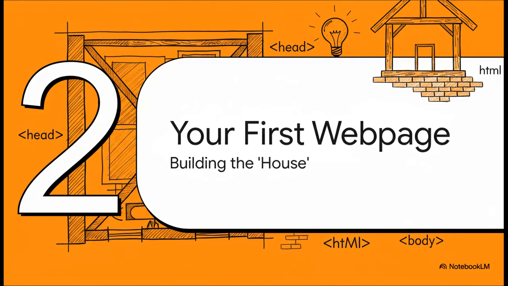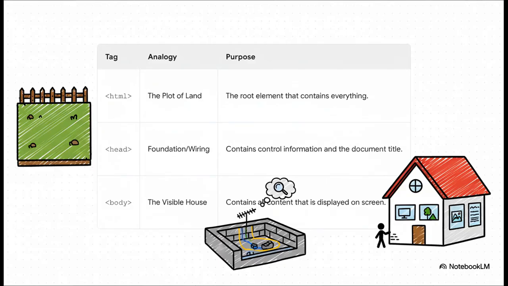Okay, moving on to section 2. Let's see how these tags come together to build the actual skeleton of a web page. And to make it really easy to understand, let's think about it like we're building a house. Every, and I mean every single web page has these 3 core tags. First, you have the HTML tag. That's like the plot of land your house sits on. Everything else goes inside it.